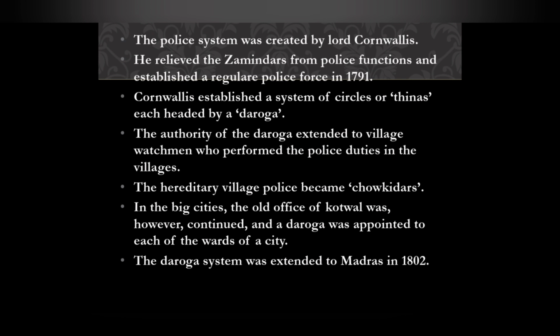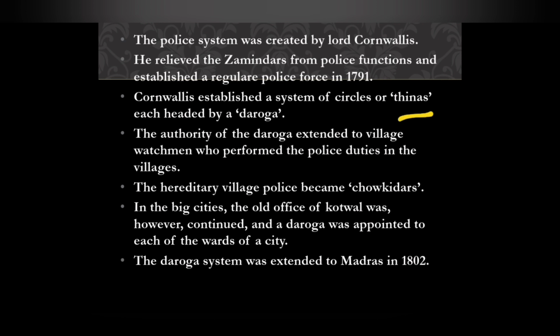Next, the police system was created by Lord Cornwallis. He relieved the zamindars from police functions and established a regular police force in the year 1791. So Cornwallis established a system of circles or tanas. So tanas is nothing but what? Police station. Tanas is nothing but police station.